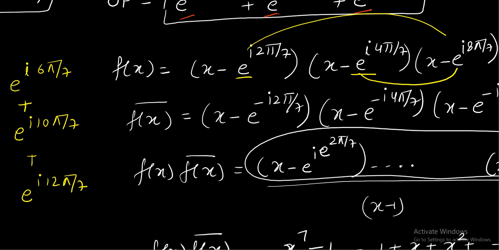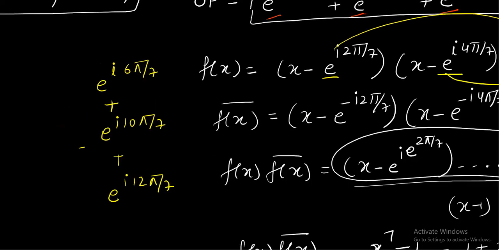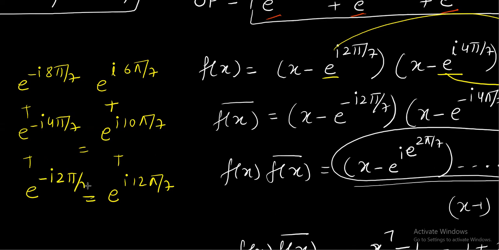Correct? But e power iota 6 pi by 7, we just saw that this is nothing but, what do we have here? This is equal to e power minus iota 8 pi by 7. Then we have the second term, e power minus iota 4 pi by 7. And this is equal to how much? We can write it as e power minus iota 2 pi by 7.